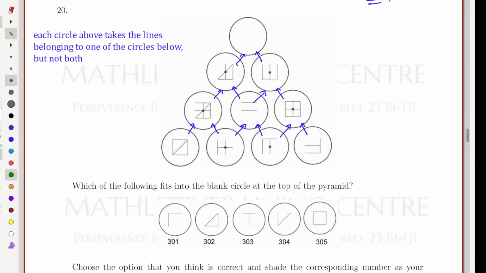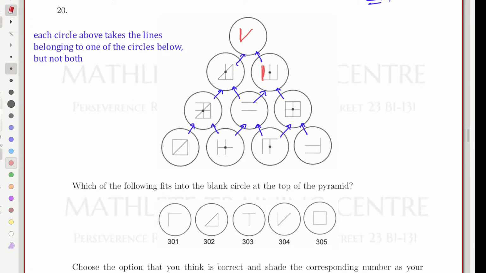Okay, let's figure out the final answer for this question. For the final answer, this line is in both of them, so it is removed. This part is only in the first circle, so let's draw it. Both of these are in both circles, so they will be removed. This one here belongs to only the second circle, so it will show up as well.